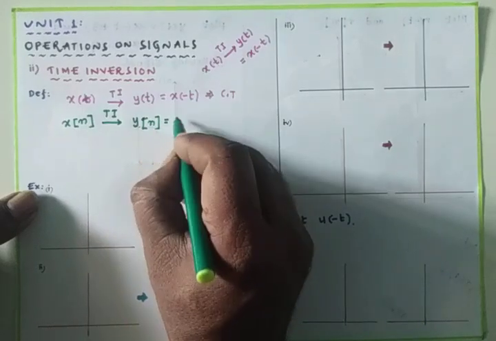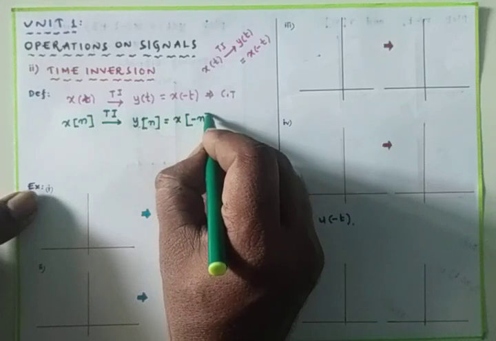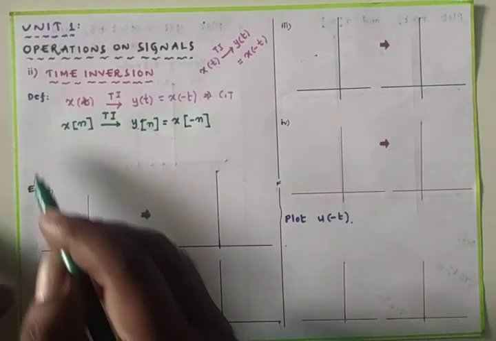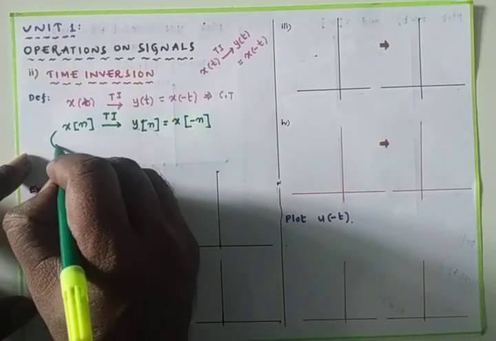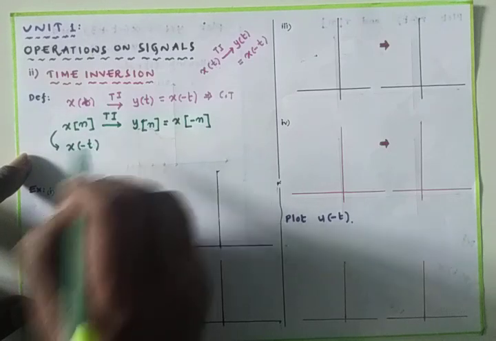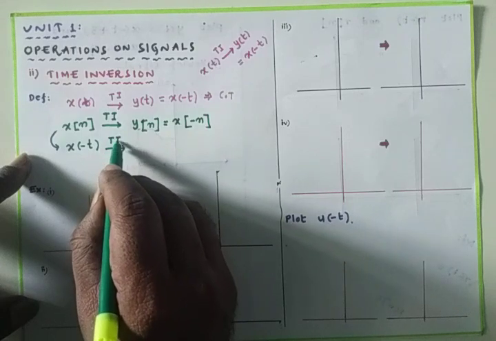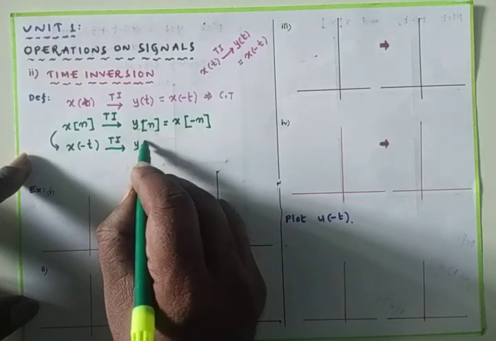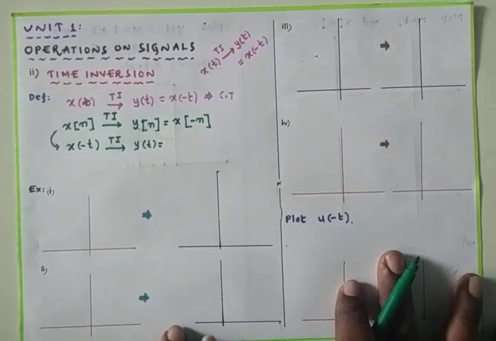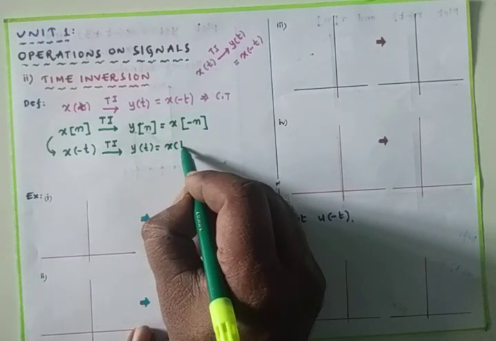Y of n is nothing but simply replacing the n with the minus n, x of minus n. Someone may ask a doubt, for example, if the original signal itself is x of minus 3, on which we will be applying the time inversion operation, the new signal we can call y of t. Y of t is nothing but simply replacing the minus t with the t only, so that it will be x of t.